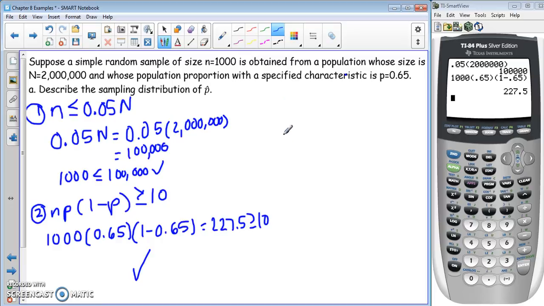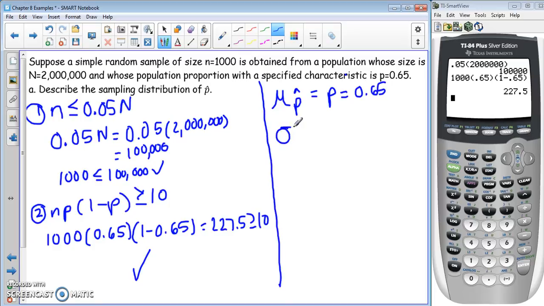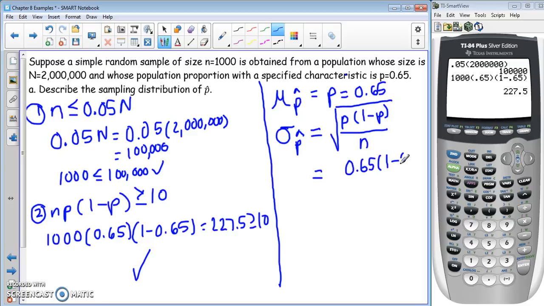Both of those conditions are checked, so we know that we're dealing with an approximately normal distribution. Now let's find the mean and the standard deviation of the sampling distribution of p hat. The mean of the sampling distribution of p hat is just equal to p, which is 0.65, and the standard deviation is equal to the square root of p times 1 minus p over n. So let's plug everything in.